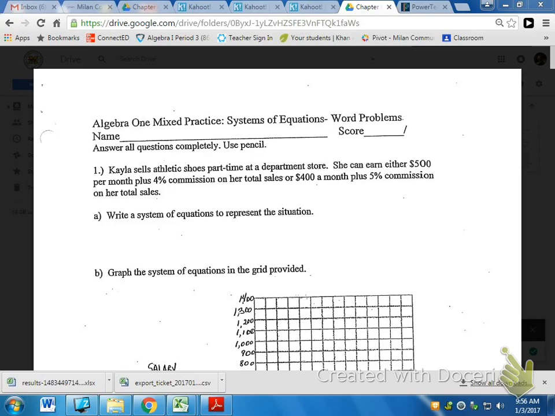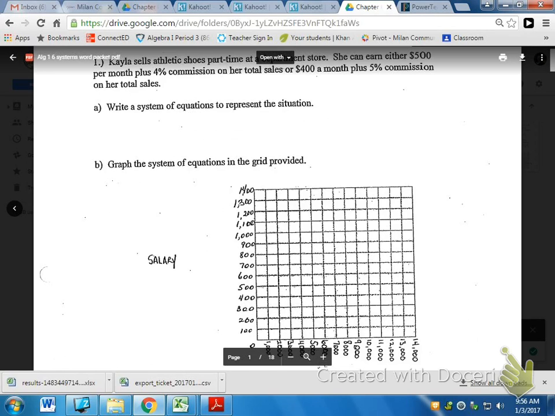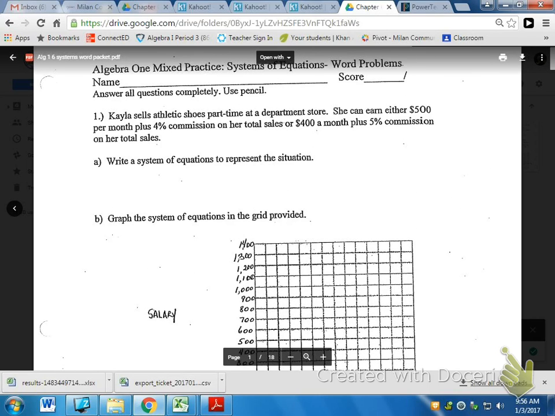When you're doing problems like this, you have to make sure that you have the graph conducive to the problem. We'll start off with writing the system of equations. These problems are really good about going step by step. I mean, they'll make you go step by step. So write a system of equations to represent the situation.